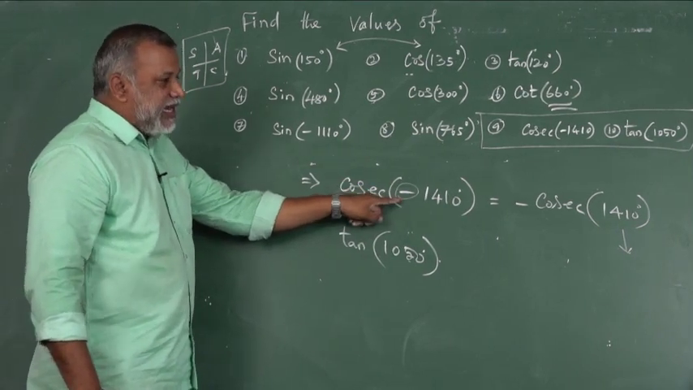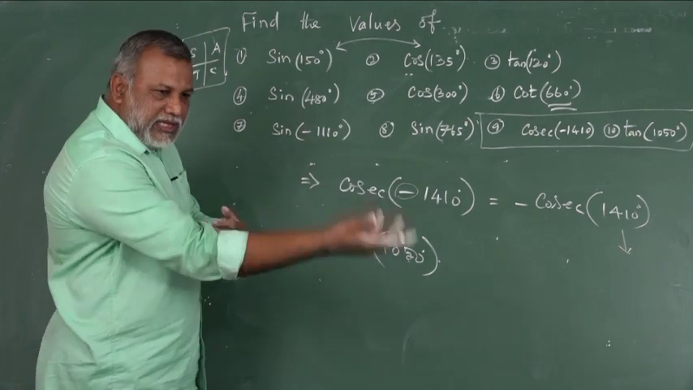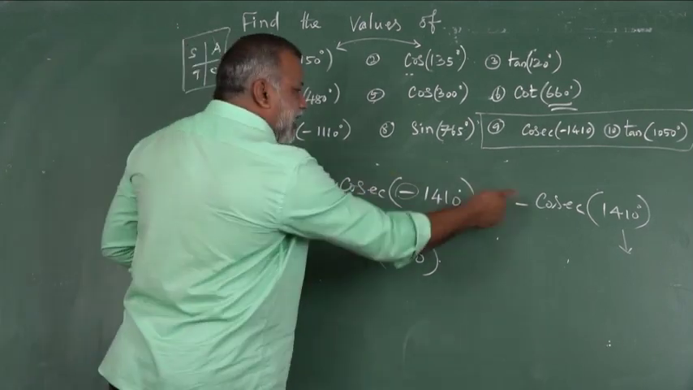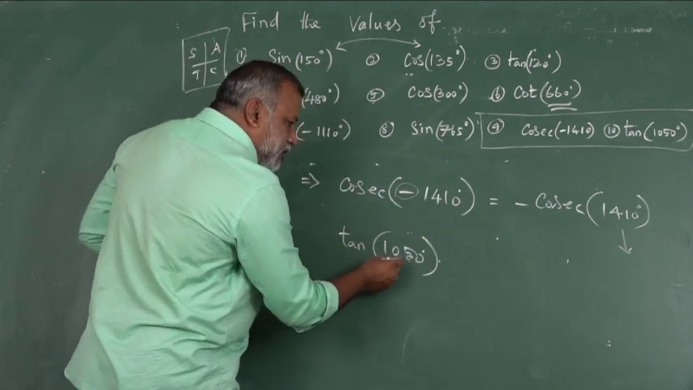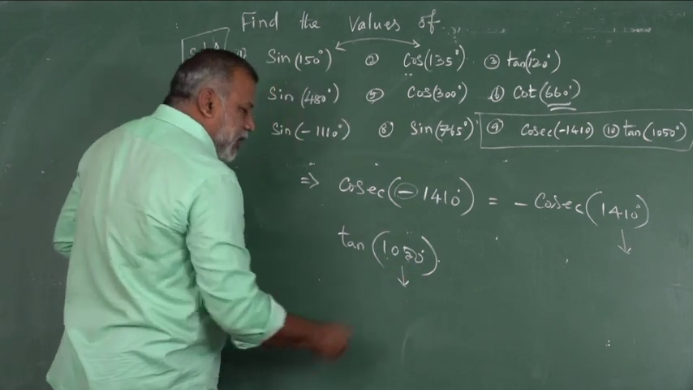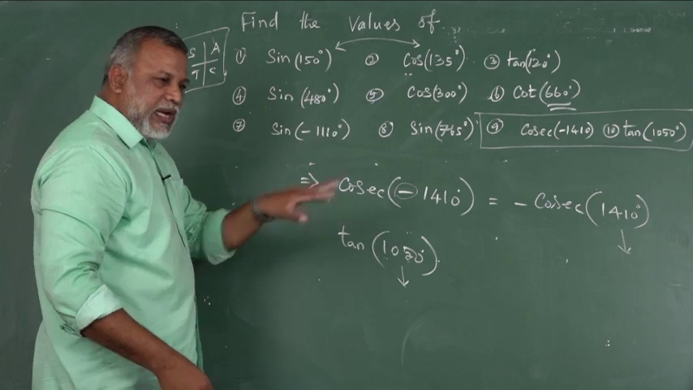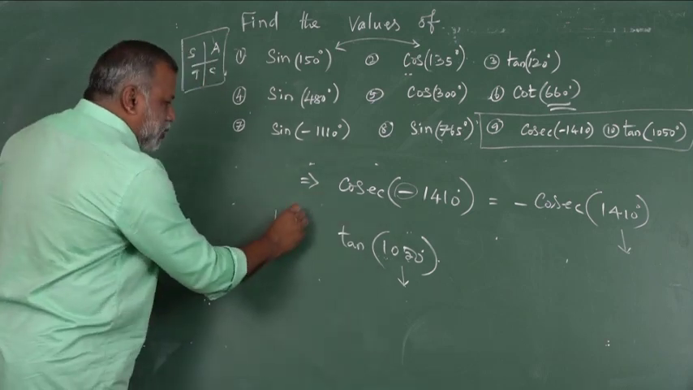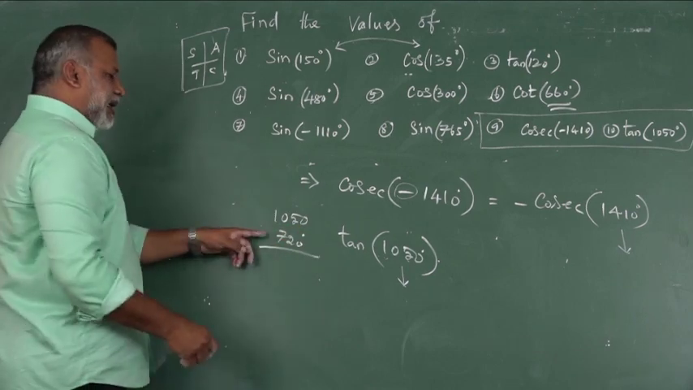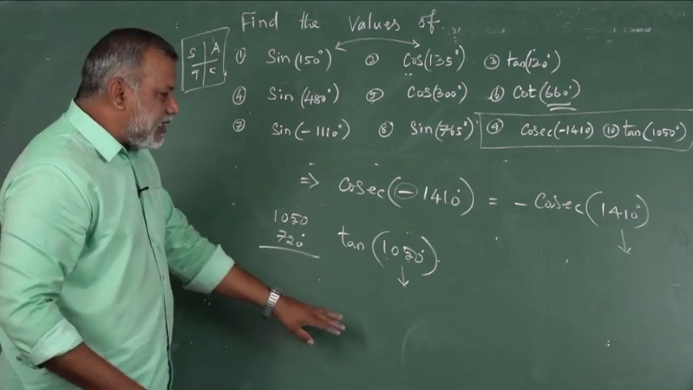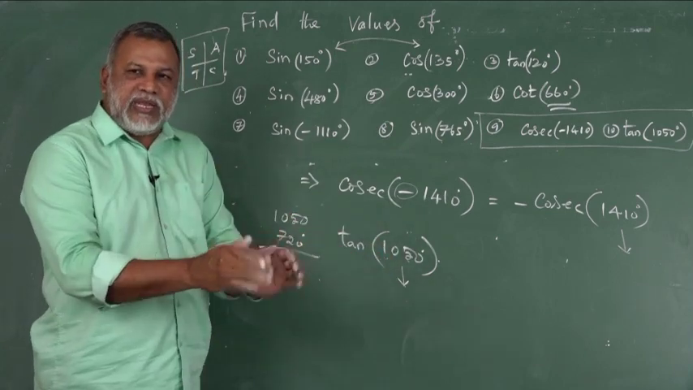If it has a negative, then think about negative comes out or emits. Here it will emit because cosecant is an odd function. Now 1050: think about 1080, which has 3 complete rotations, but this has only 2 complete rotations. From 1050 degrees, remove 720 degrees, which is 2 complete rotations. After that, try yourself: the remaining angle lies in which quadrant?